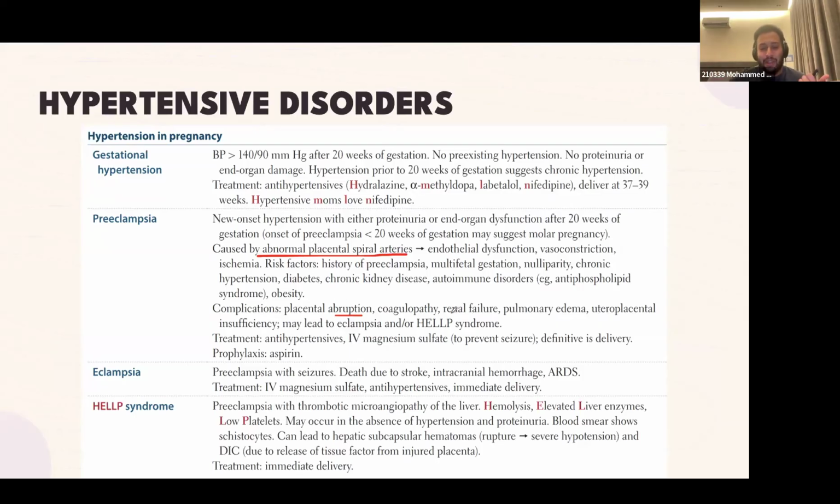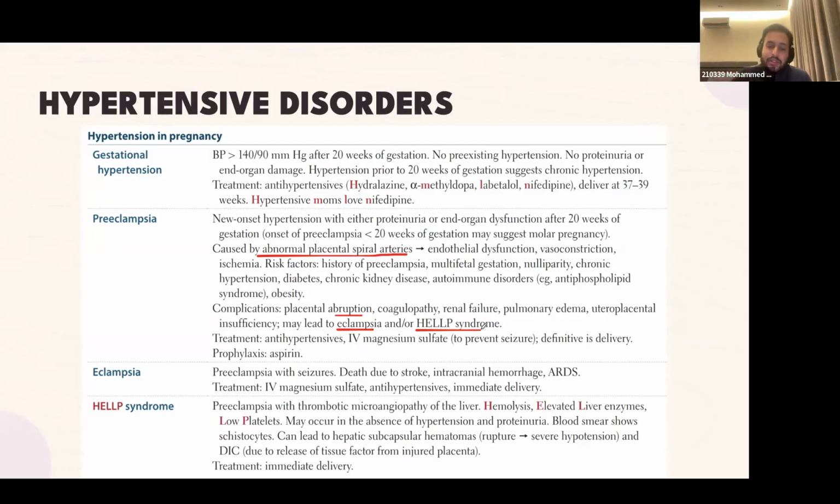Placental abruption, renal failure, pulmonary edema because it causes end organ damage, and it can cause abortion, okay? And miscarriage. Now, it can lead to two important diseases, eclampsia and HELLP syndrome. Eclampsia is preeclampsia with what? What symptoms? Seizures. Okay, good.